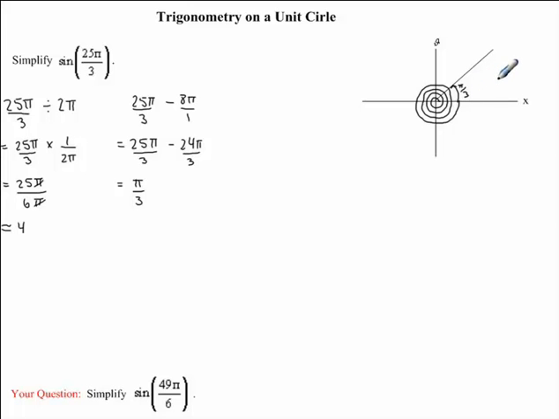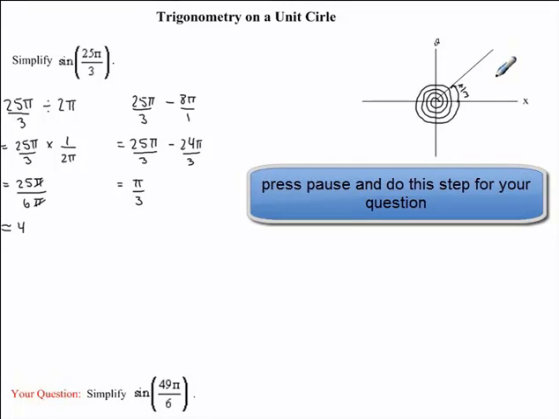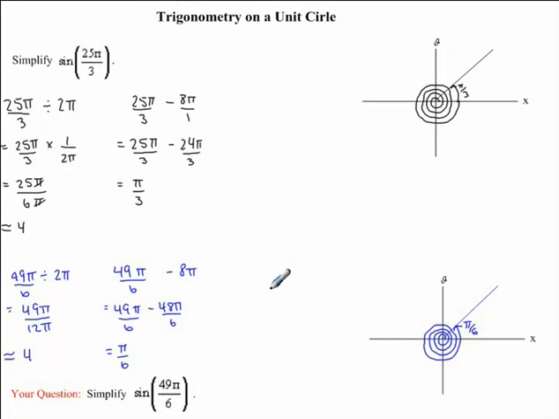I would now like you to draw the terminal arm in the question you are given. Here's the answer you should have got. Now coming back to our question, we just found that pi over 3 will be found in the first quadrant.